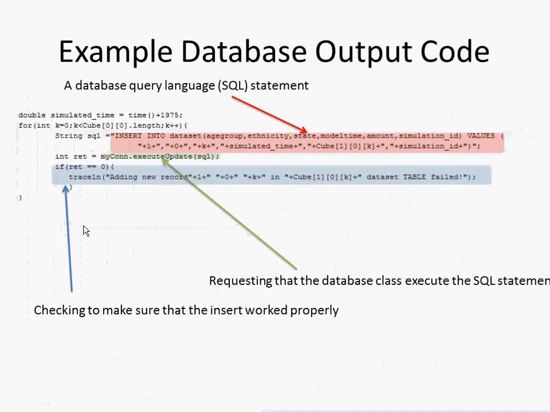This is an example of some of the code that Yuan was working on at one point. So you insert into the database. I think it's a count of people of a certain age group, ethnicity, health state, and the time, and then the number of people, and then the simulation ID associated with this, which particular run, and she inserts it into a database there. Very powerful mechanism.